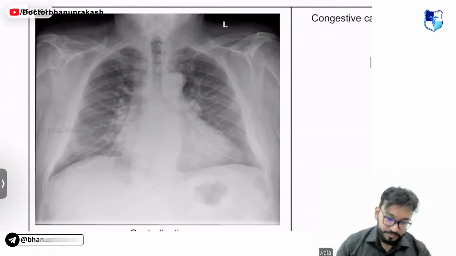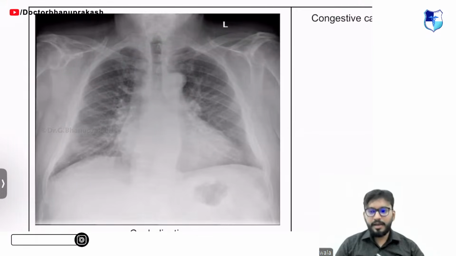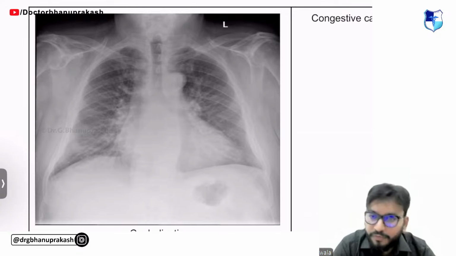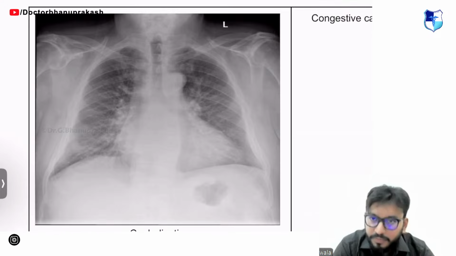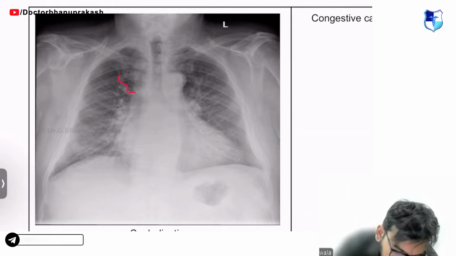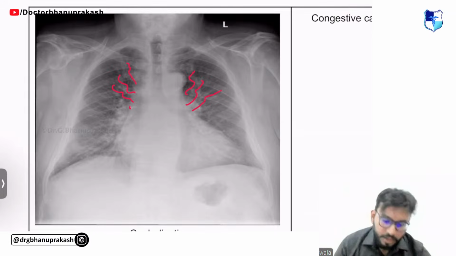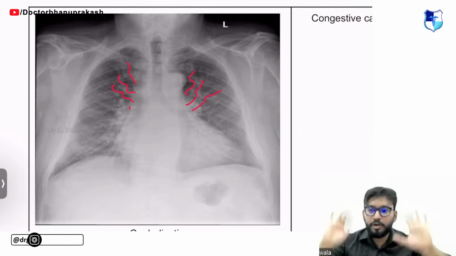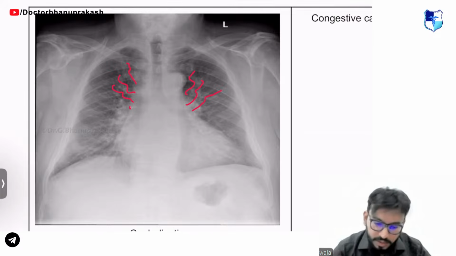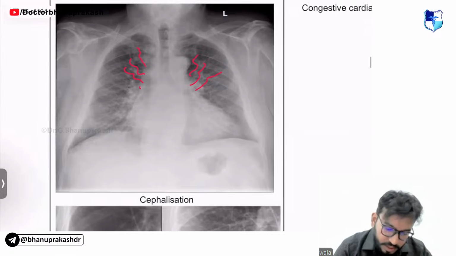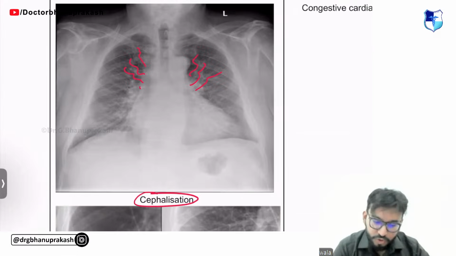Look at this, guys. This is an X-ray of congestive cardiac failure. What you see here is the prominence of vessels in the upper part, towards the upper lobe. This is known as cephalization of vessels. That is usually the first stage.